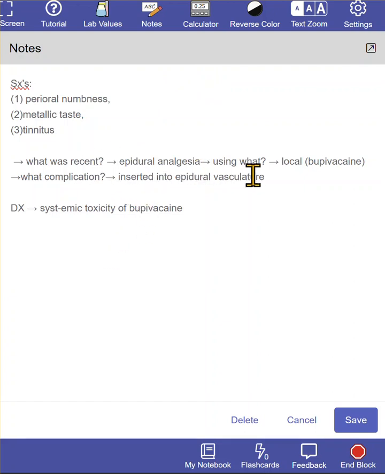With recent epidural anesthesia using what? Local bupivacaine, what complication? If you put bupivacaine into the extradural vasculature, you can get systemic toxicity of bupivacaine.